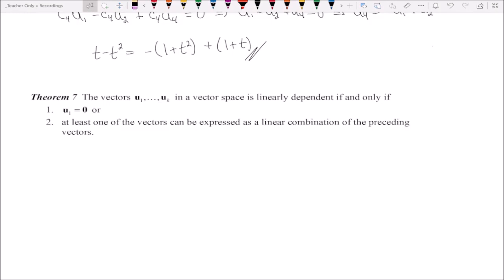So that concludes this video on span and linear independence. In the next video, we are going to look at a set that perfectly describes a vector space. And of course, that set's going to have the properties of span and linear independence. This set is called the basis of the vector space.